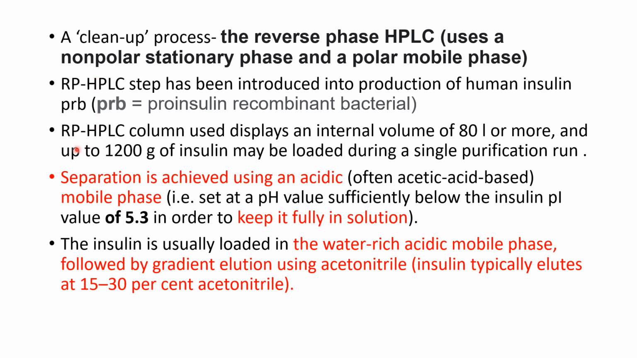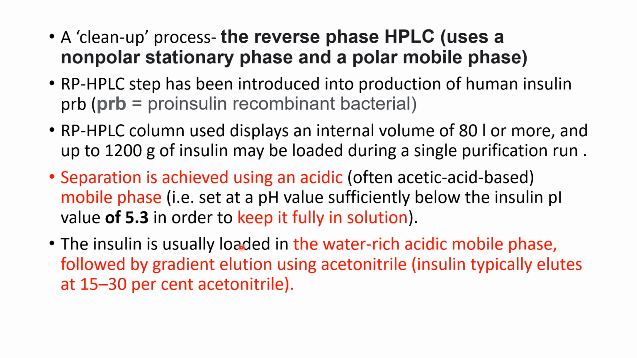the insulin that is produced. Okay, so we're saying separation is achieved using an acidic mobile phase. So when we're cleaning up the insulin, we use an acidic mobile phase, normally acetic acid based, at a pH value sufficiently below the isoelectric point of insulin, which is 5.3, in order to keep it in solution. So you need to ensure that the acidic pH is sufficiently below the isoelectric point of insulin, so that it remains dissolved in solution.